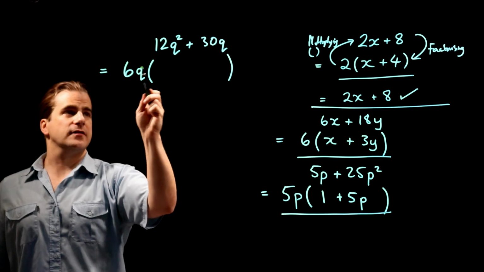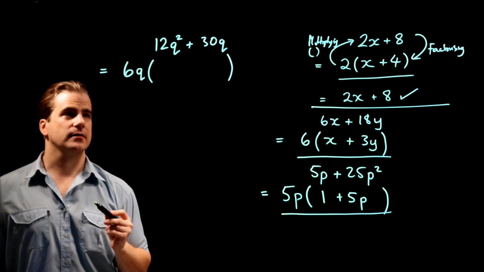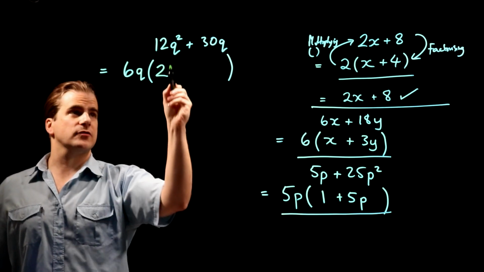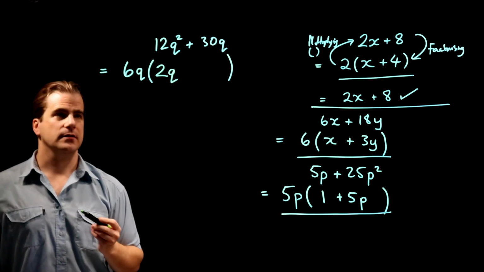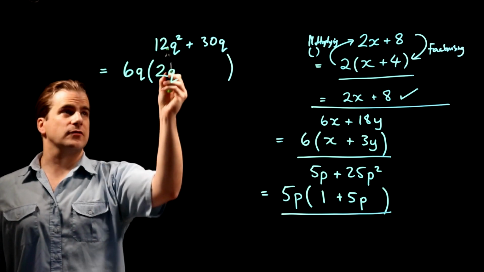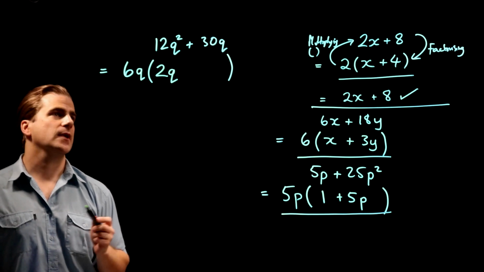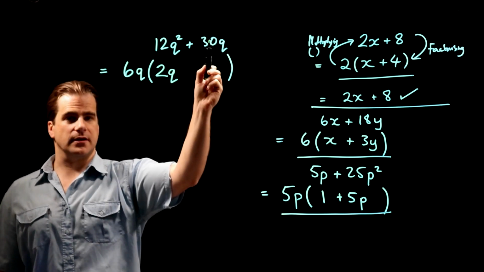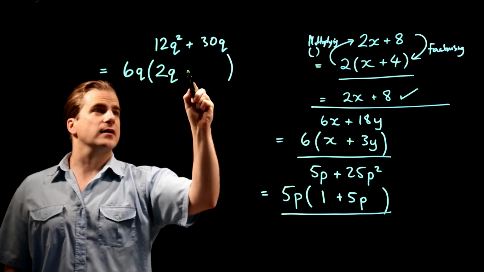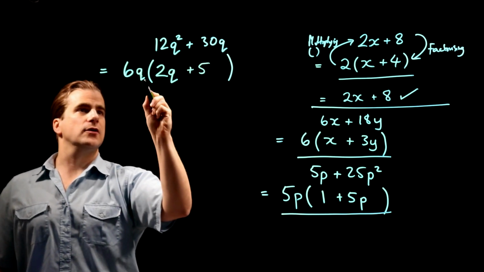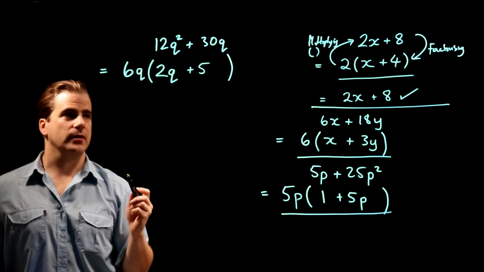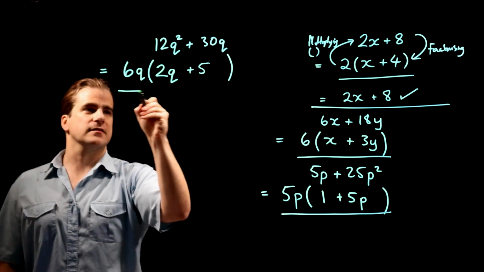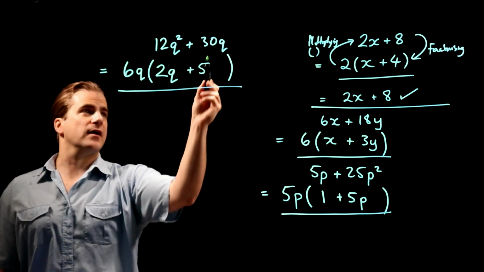So what goes here? 6q times what equals 12q squared? Well, 6 times 2 is 12. q times what is q squared? q times q. Okay? 6q times 2q is 12q squared. What goes here? 6q times what equals 30q? 6 times 5 is 30. q times 1 is q. So we're not going to write 5 times 1 there. We just leave it as 5. So that's the answer. 6q times 5 is 30q.